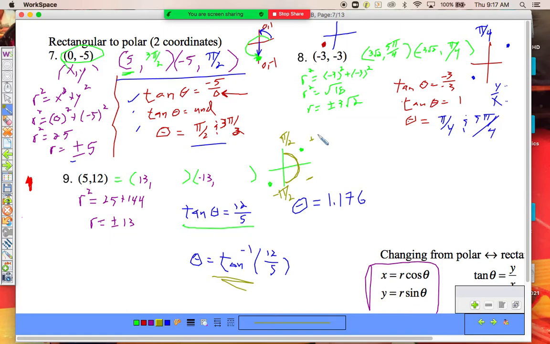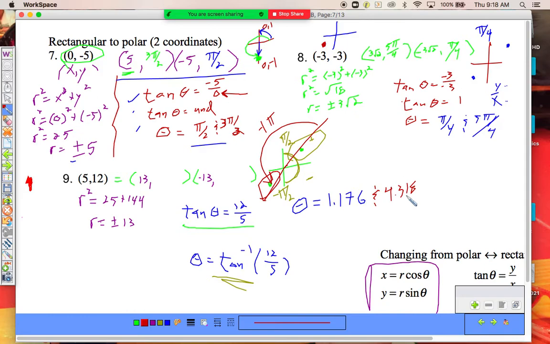Since this answer is positive, I know I'm up here somewhere. So my second angle is down here. To go from this one to this one, we've already talked about it a little bit, I'm going to add pi. So I'm going to take my 1.176 and hit plus pi and get 4.318. Don't add 1, add pi. Those are my two angles.